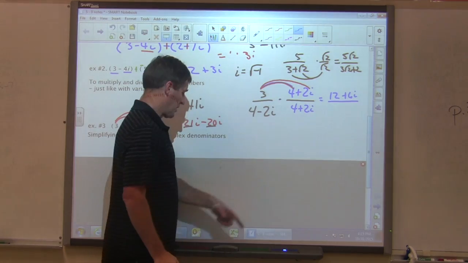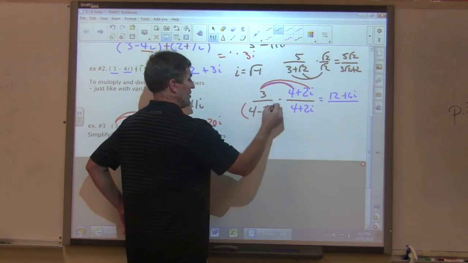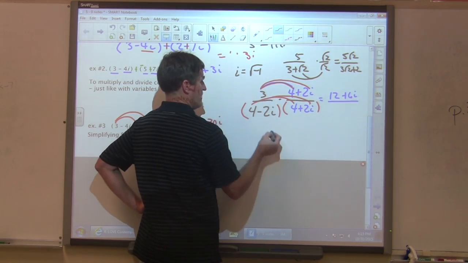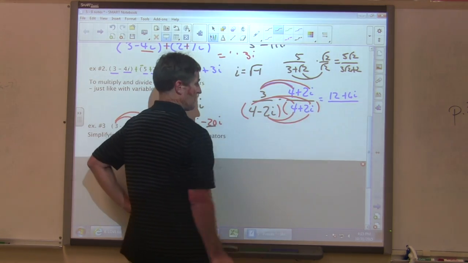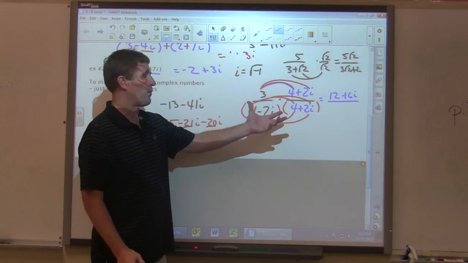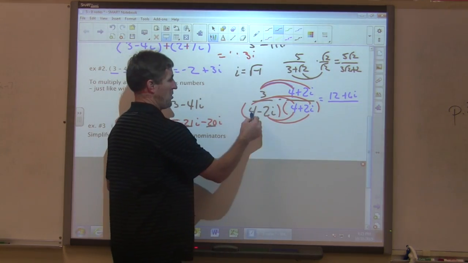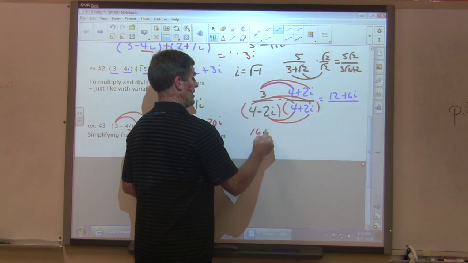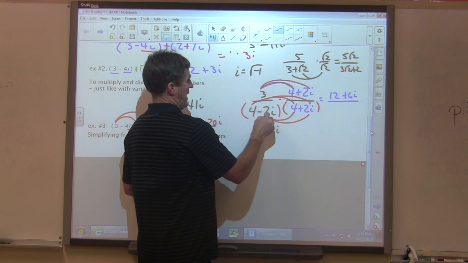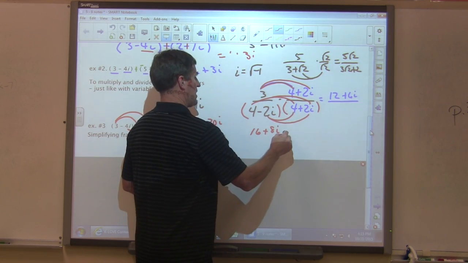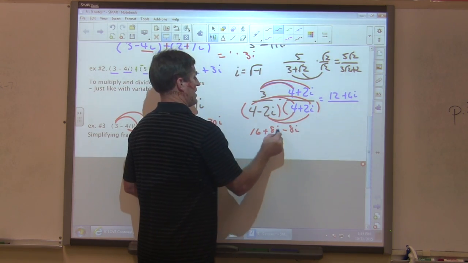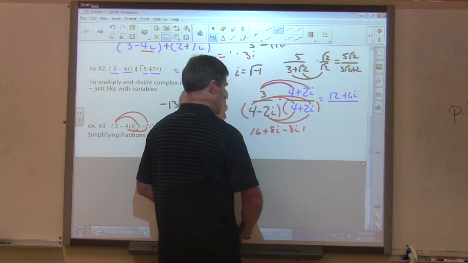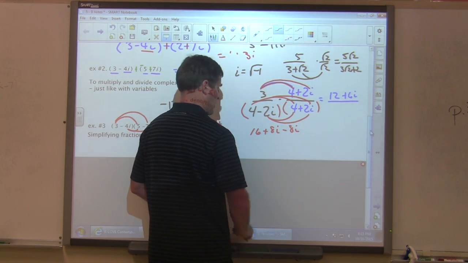And here's what happens on the bottom. Again, we're having to distribute this, so you're taking 4 times both and negative 2i times both. But this is what's special about when you multiply conjugates together. 4 times 4 gives me 16, and 4 times 2i gives me 8i. And negative 2i times 4 gives me negative 8i. And negative 2i times 2i gives me a negative 4i squared.